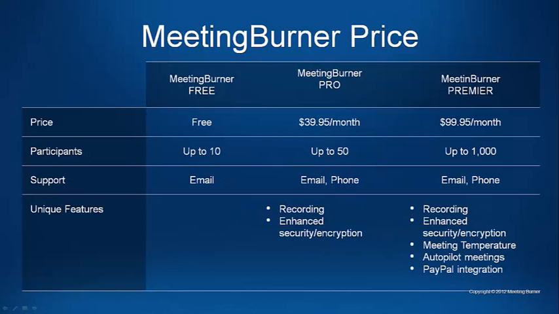Speaking of pricing, we do have 3 account levels. The free, which is obviously free for up to 10 participants, and you get email support. The Pro is $39.95 a month with up to 50 participants. You've got the ability to record, and you've got the enhanced security and encryption. And then the Meeting Burner Premier, which is $99.95 a month, and you can have up to 1,000 participants, email and phone support. You've also got included the meeting temperature, the autopilot meetings, and the PayPal integration.